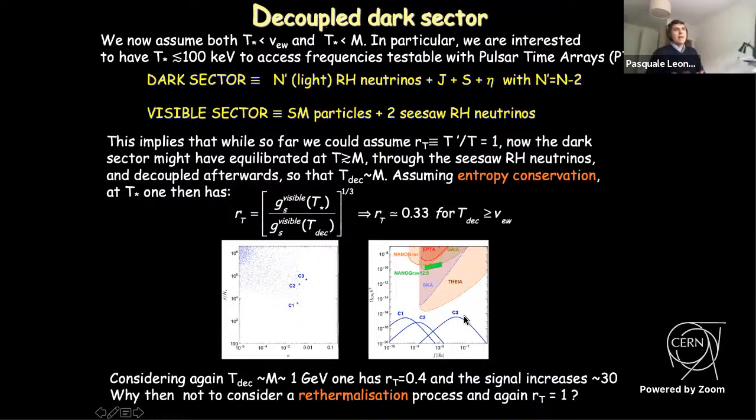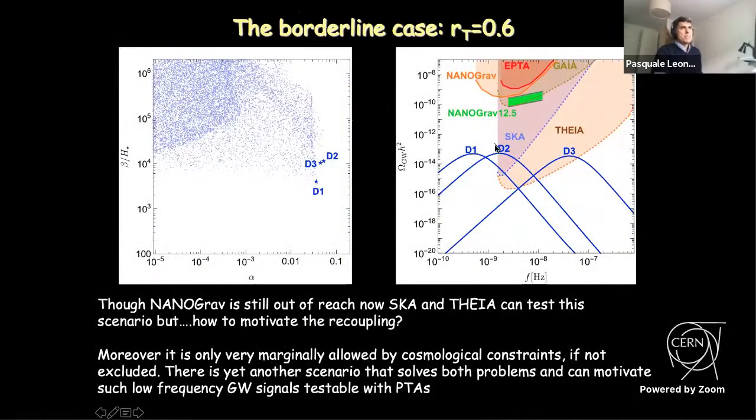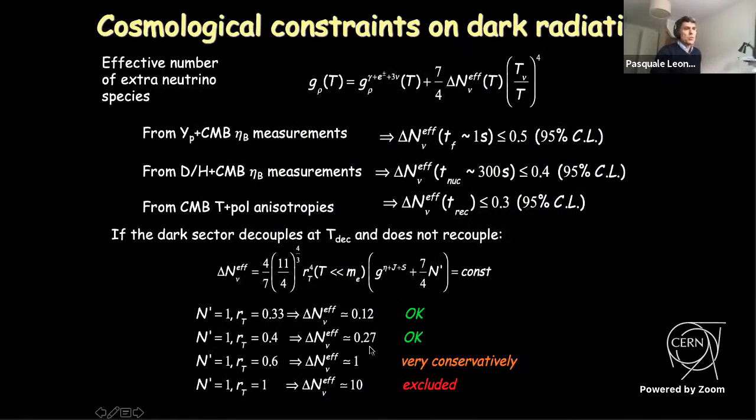So you could say, why don't we rethermalize the dark sector at low temperature with some process and impose R equal 1 to increase the signal. Because of cosmological constraints, you can do that, otherwise you will produce too much dark radiation at BBN and at CMB, and there are strong constraints. So really, if you are conservative, the most you can do is R equal 0.6. And in that case, you get this signal. However, you are still out of reach. You cannot yet explain the NANOGrav 12.5 year data that claim a discovery of a stochastic background, but you can enter the SKA area. Only that, in this case, what is the rethermalization process first? And you are at the real edge with cosmological constraints.